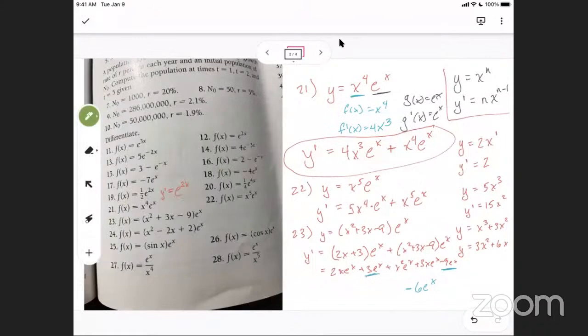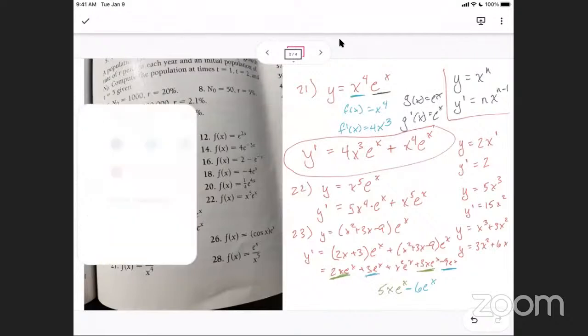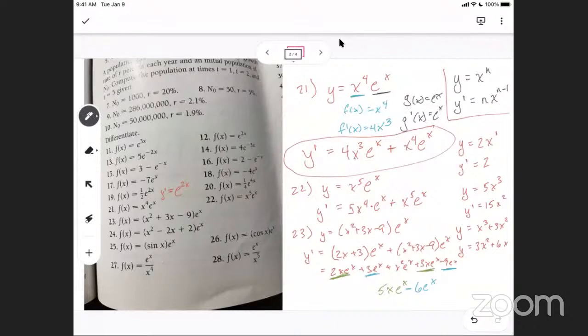And see how I have 2x e to the x and 3x e to the x? That's a total of 5x e to the x, because they're the same variables. You understand what I mean by that? Yes. And then, of course, I still have x squared e to the x. And in fact, what you can do now is factor out that e to the x, and that usually will look nicer. So if I factor that e to the x out, I will just get x squared plus 5x minus 6.